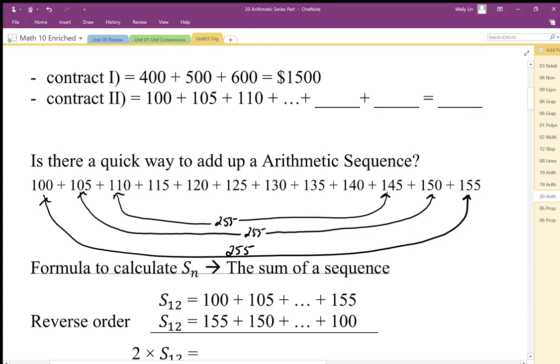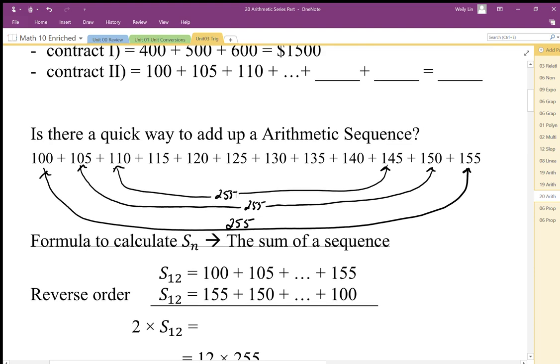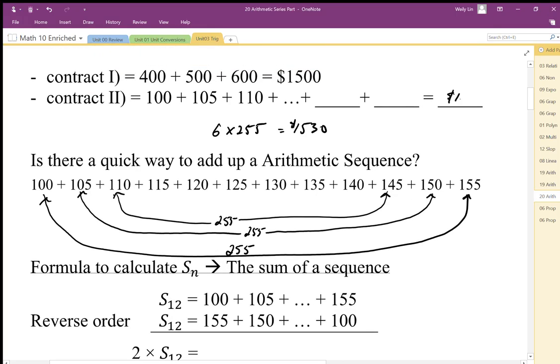And what we can then do is, instead of adding these all up individually, 12 terms individually, we can say we have 6 pairs of 255. When we multiply that together, get my calculator out here, 6 times 255 gives me $1,530. So this contract is slightly more than the previous contract.